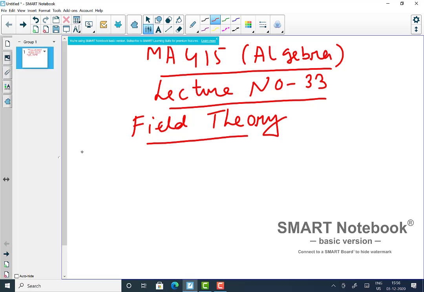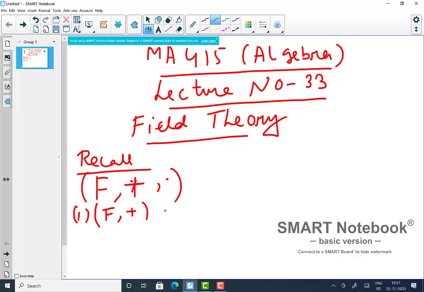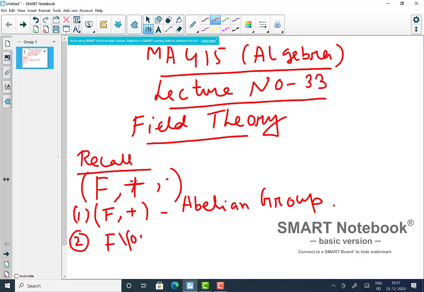So now recall what is a field. We already discussed it, but let me recall. A field is a triplet with two operations. One is addition, the other is multiplication, and the property is that with respect to addition, it is an abelian group. And number two, if you remove the zero element from F and then take multiplication, then it also becomes an abelian group with respect to multiplication. So what does that mean? That means with respect to multiplication also it has an inverse for every non-zero element.